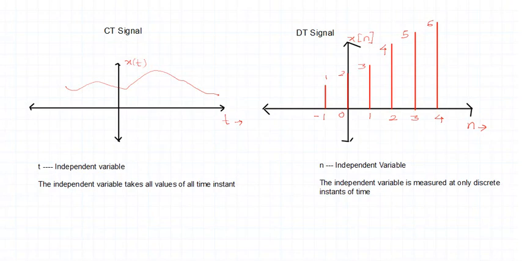Then what is a CT signal? A CT signal is one which is measured for all instants of time. Right? So if you see here, this signal is present for all instants of time. I know the value of this signal for each and every instant of time. There is not a single instant of time where I have missed the information about the signal, right? So that is why you call this signal a CT signal, where the independent variable is t and takes all values at all instants of time, right?